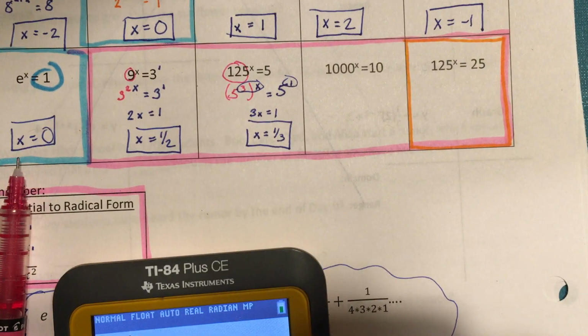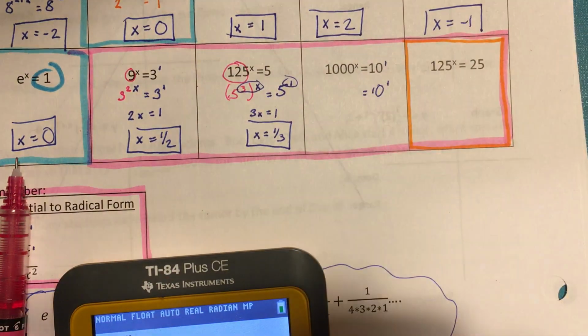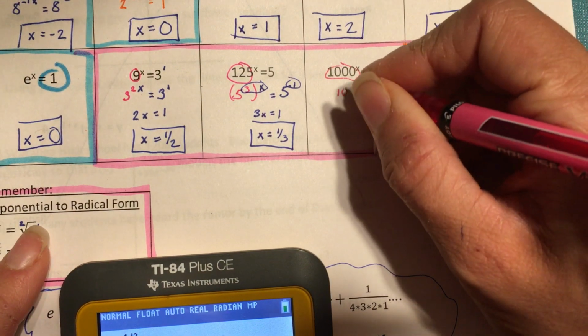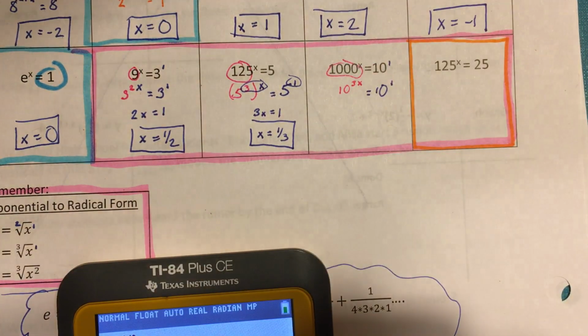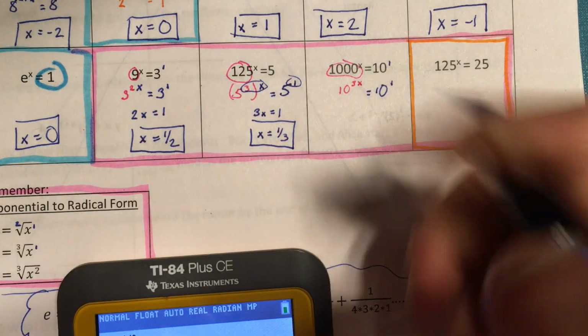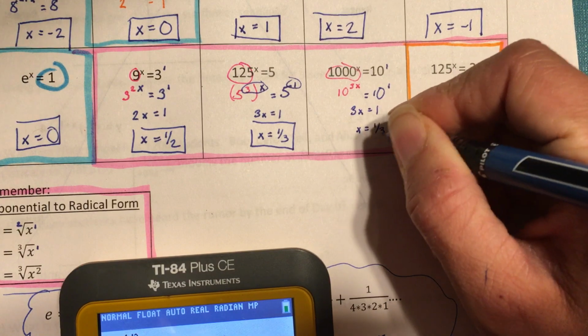Alrighty, folks, on the next one, we've got 1,000 to the x equals 10. So 10 to the first. Can't break that down into a smaller base, but 1,000 we can break down into 10 to the third. So 10 to the 3x equals 10. So set those powers equal to each other. So 3x equals 1 and x equals 1/3.